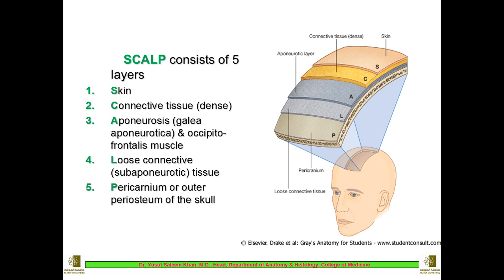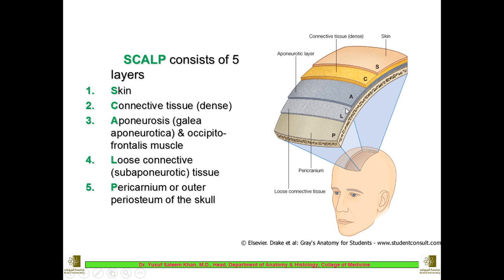Because it is covering the cranium, what is called the pericranium is nothing but the periosteum of the cranium. Okay, so these are the 5 layers of the scalp, beginning from the skin. Then deep inside there is the dense connective tissue. Then we have the aponeurotic layer. Then we have the loose connective tissue. Then we have the last layer deep inside, that is the pericranium.